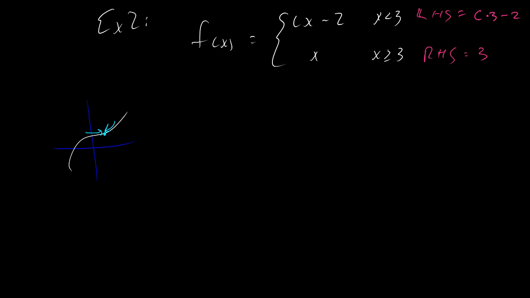So my left-hand side has to equal my right-hand side. What I'm going to do is bring that over here: 3c minus 2 is equal to 3. All I did was take this side and that side and set them equal to each other. We have a simple equation. We get 3c is equal to 5, so c is equal to 5/3.